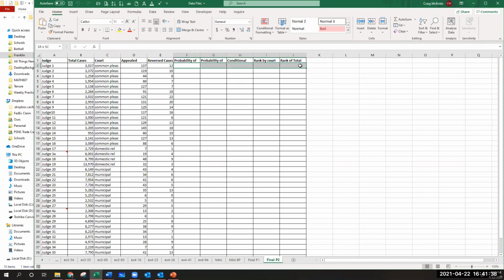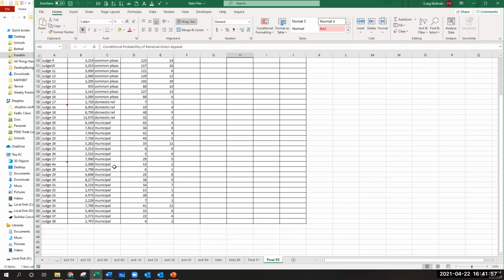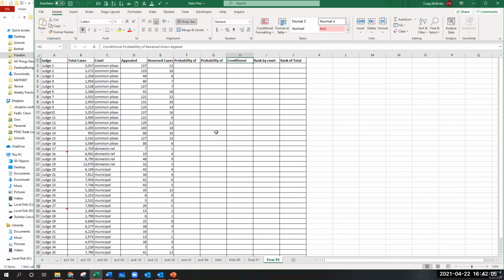So when you're calculating these things, which this first one is probability of appeal, probability of reversal, and then the conditional probability of reversal given appeal, not only do you have to do it for all the judges, but you also have to do it for the total that's at the bottom. And then you go to the next tab and you do it for these four judges and then the total that's at the bottom. Then you go to the next tab and you do it for these 20 judges and then the total that's at the bottom. So that's the first thing people mess up or don't realize.